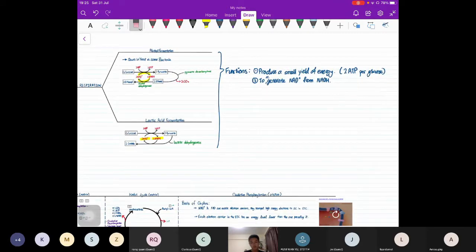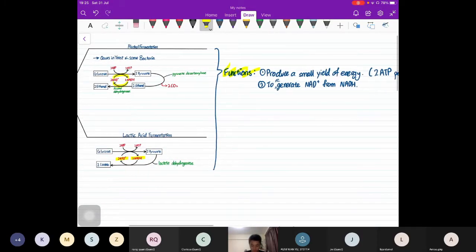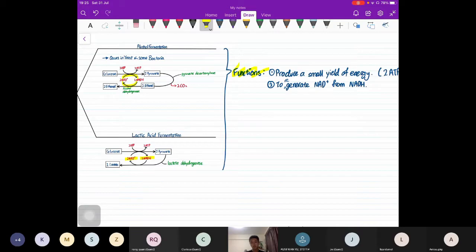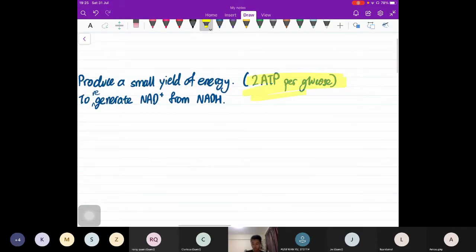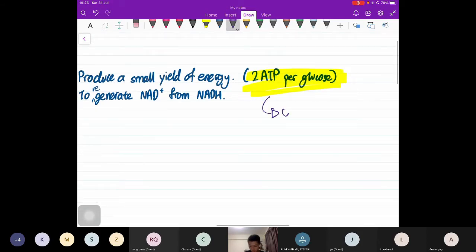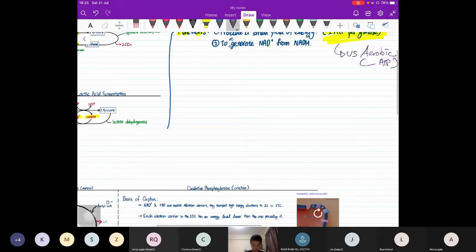A lot of people forget to study the functions of anaerobic respiration. So it's to regenerate your NAD+ from NADH so that you can continue producing a small yield of energy, and the small yield is 2 ATP. So it's very important to remember 2 ATP, and then to remember the other number versus aerobic. You have to remember how many ATP are produced in aerobic respiration, which we will cover now.